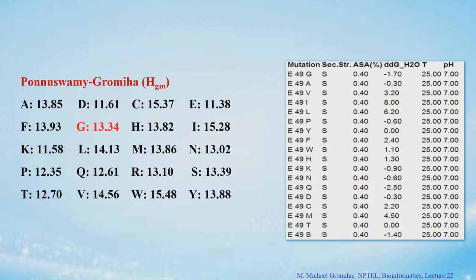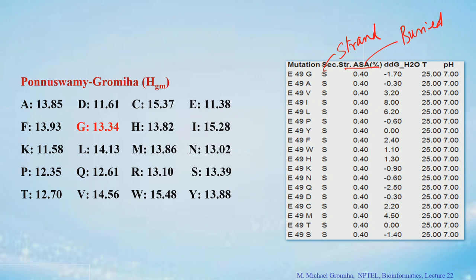So, I will show another example. Here you see glutamic acid at position 49 is mutated to different residues. What is the secondary structure for this mutant? Strand. Where is it located? Buried or exposed? We have the ASA. It is 0.4, that is less than 1. If you take the less than 5 cutoff, then this is buried, because this value varies from 0 to 100. So, 0.4 is less than 1, so we can take this as the buried one.